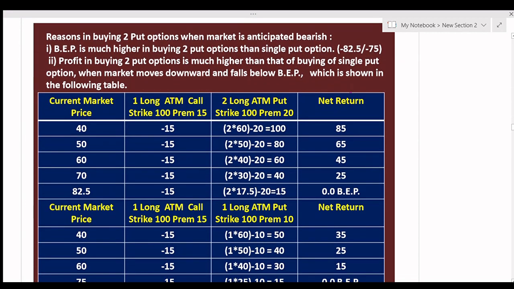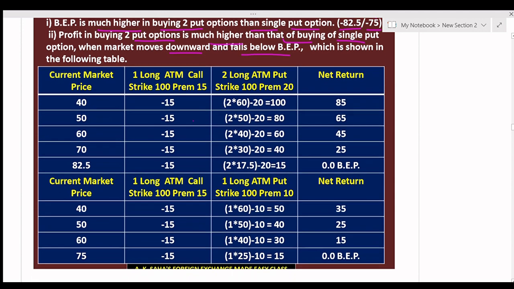Reasons for buying 2 put options when the market is anticipated bearish. BEP is much higher in buying 2 put options than a single put option, that is minus 82.5 against minus 75. On the negative side, 82.5 is much higher than 75. So the trader has the advantage of reaching the BEP in 2 put options earlier than the single put option. The next point is the profit in buying 2 put options is much higher than that of buying a single put option when the market moves downward and falls below BEP.